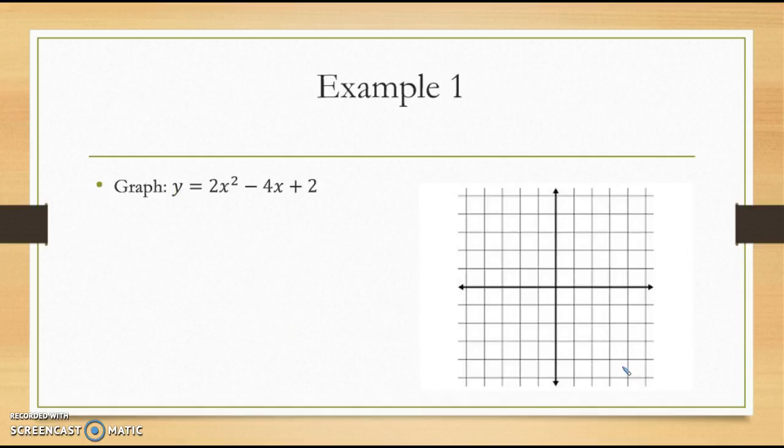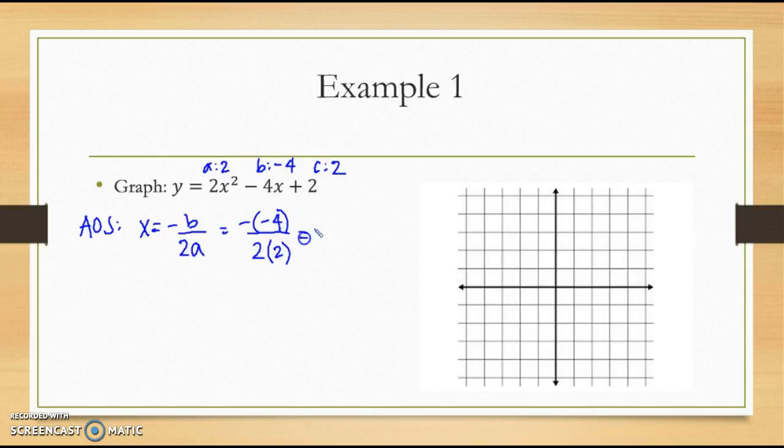So for example, I want to graph 2x squared minus 4x plus 2. So step 1, find my axis of symmetry. So I have to do negative b over 2a. For this example, my a is 2, b is negative 4, and c is 2. So negative b would be negative negative 4, and then 2 times 2. Well, negative negative makes a positive. 2 times 2 is 4. 4 divided by 4 is 1. So my axis of symmetry, the very middle of my graph, is at x equals 1.